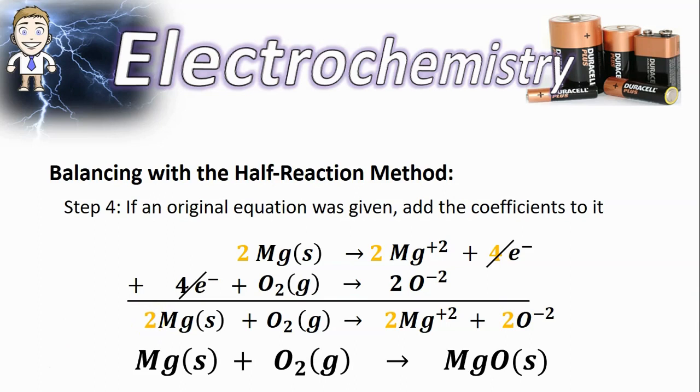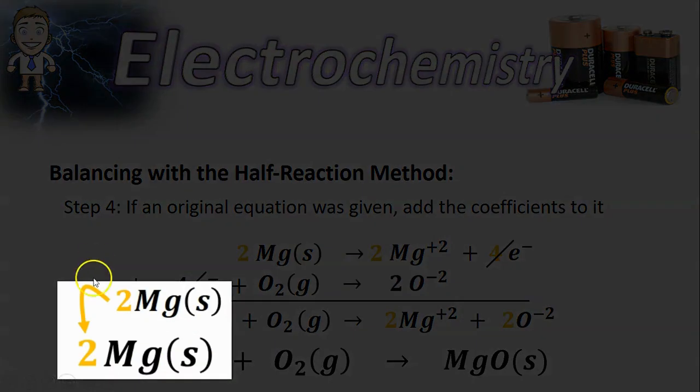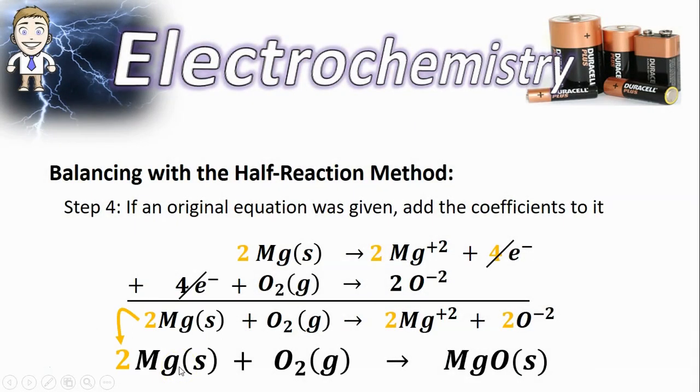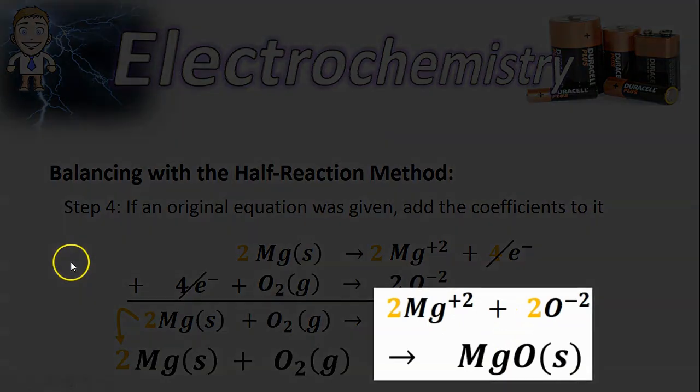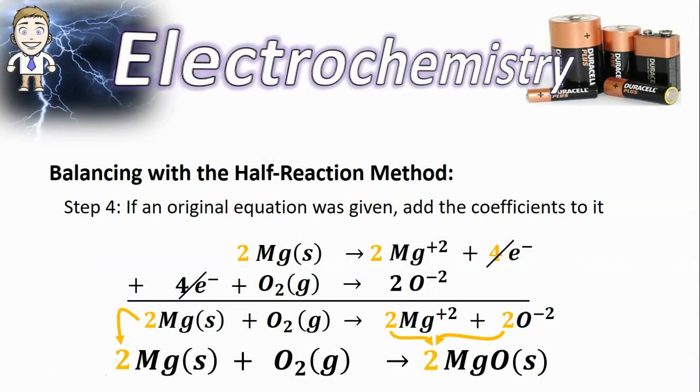The only other step might be if you were given an original equation. So that's this one at the very bottom, the equation we started with. Sometimes you've got to take the coefficients from your net added equation and add them into that. So I can see there's 2 Mg solids right here. I just have to add that coefficient of 2 in front of the Mg solid in the original equation also. O2 doesn't need a coefficient. This 2 and this 2, those particles are both found in MgO. So if I just put a 2 in front of MgO, that gives me the 2 Mg plus 2's and the 2 O minus 2's that I needed, making this final equation on the bottom the official balanced reaction.